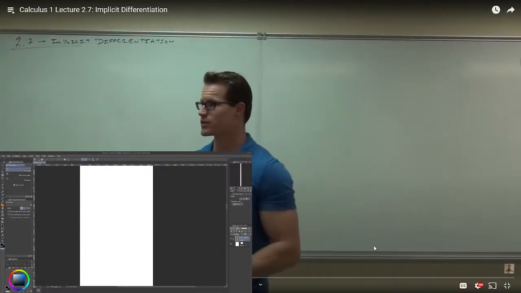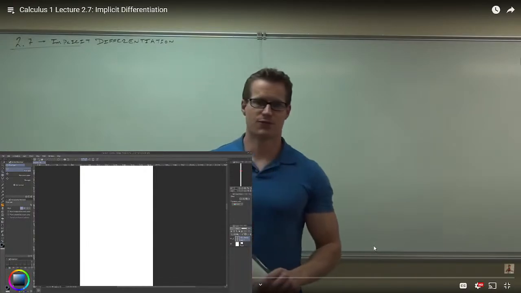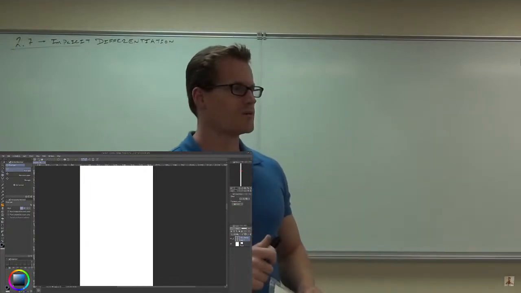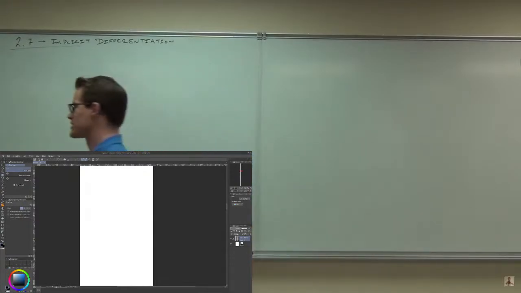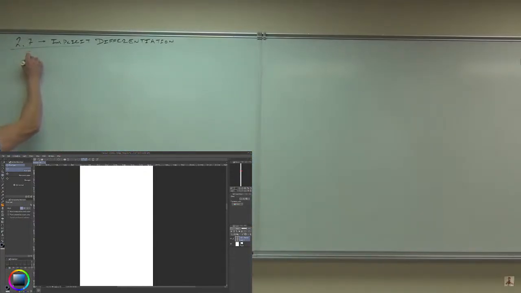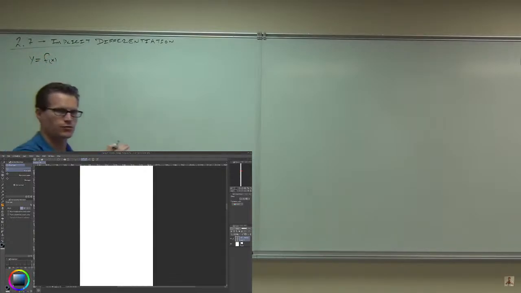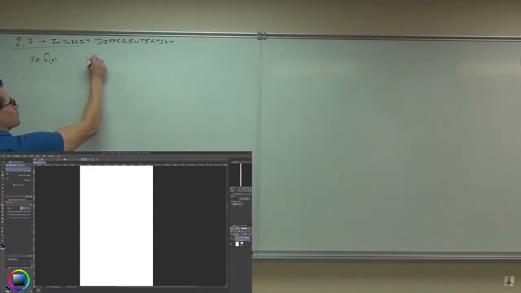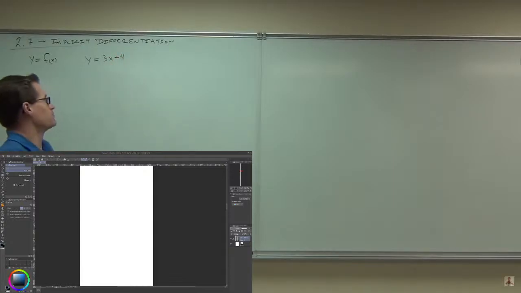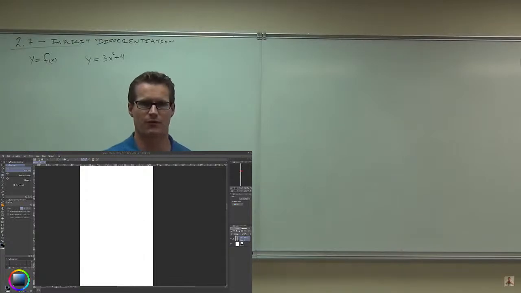Today, you're going to learn something called implicit differentiation. So far what we've done is worked with explicit forms of equations. Let me give you an example. When you have y equals a function in terms of x, where you have one y solved for, such as y equals 3x plus 4, or maybe even 3x squared plus 4, that is an explicit form of a function.